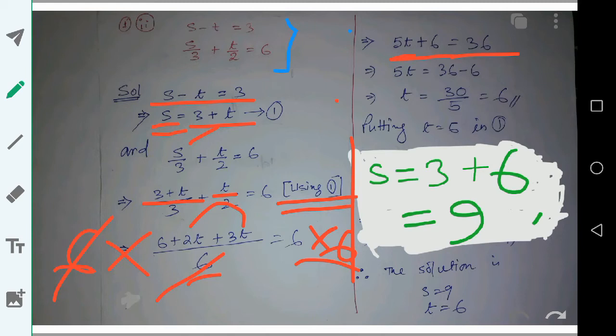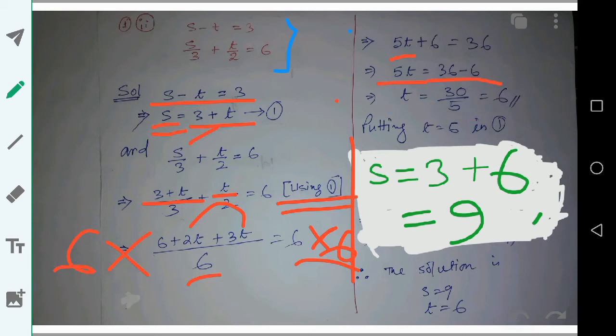Now this 6 on the other side becomes minus 6. So 5t is equal to 36 minus 6, which is 30, so t is equal to 30 by 5, which gives 6. So now the value of t is equal to 6.